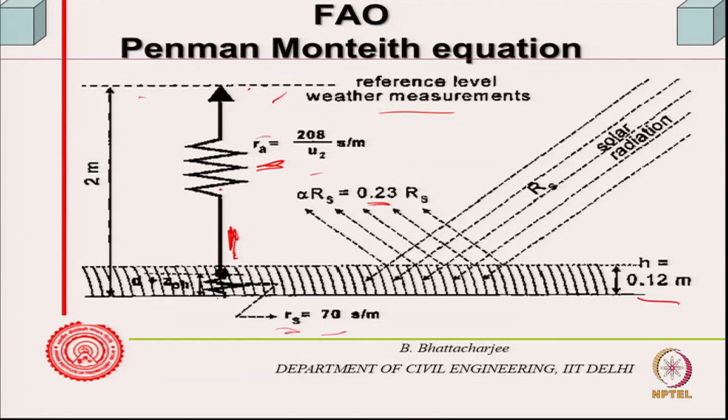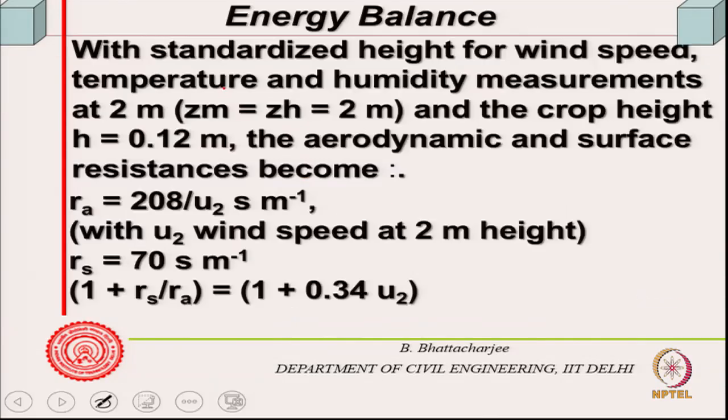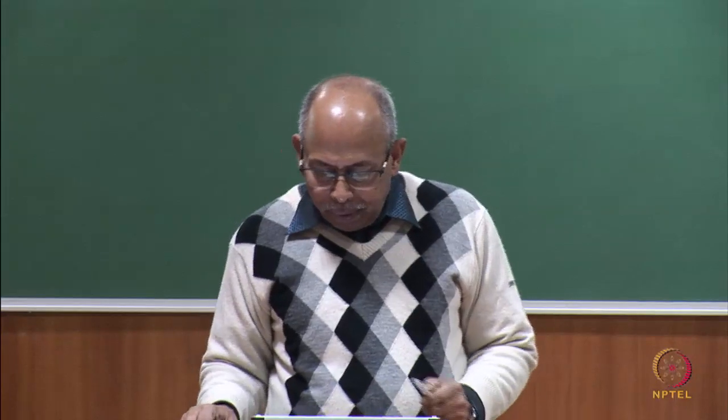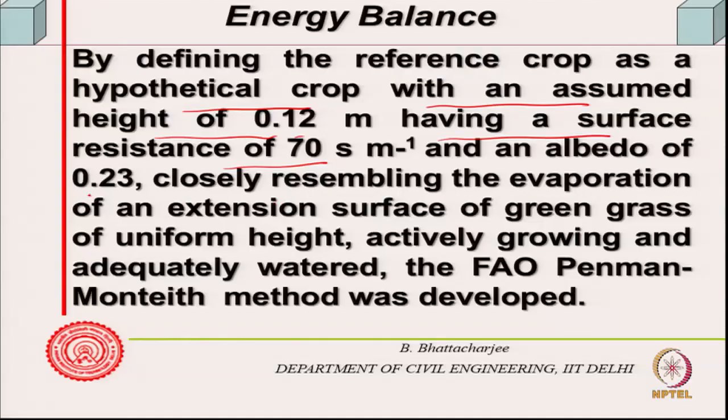is actually resistance of the air. This is resistance of the crop itself, and this is given as 208 divided by velocity, air velocity. If the air velocity here is high, obviously more evaporation would occur, resistance will be less. So that's how it is done. And albedo is taken as 0.23, closely resembling the evaporation of an extension surface of green grass of uniform height, actively growing and adequately watered.